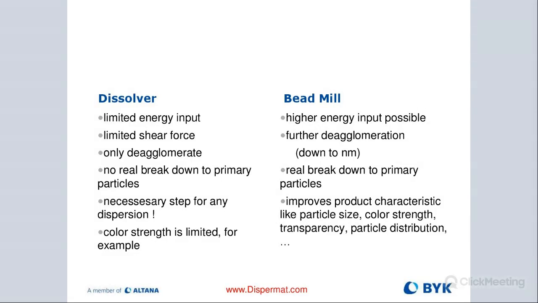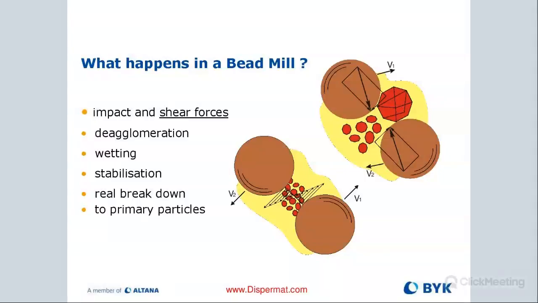Now in our medium mills, we can put in a lot more energy. We really break down the particles to sub-microns if we want to, a low micron range primary particle size, and that will give us a much better looking product. Not only better color strength and transparency and particle size distribution, but probably better mechanical properties as well if we do a better dispersion and milling job.